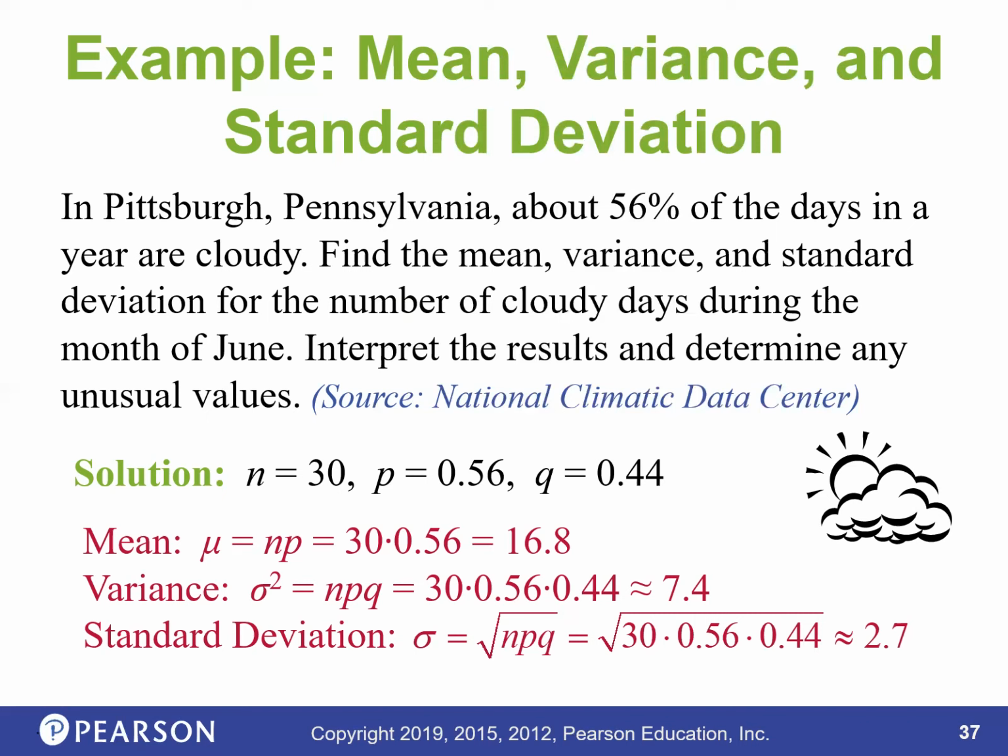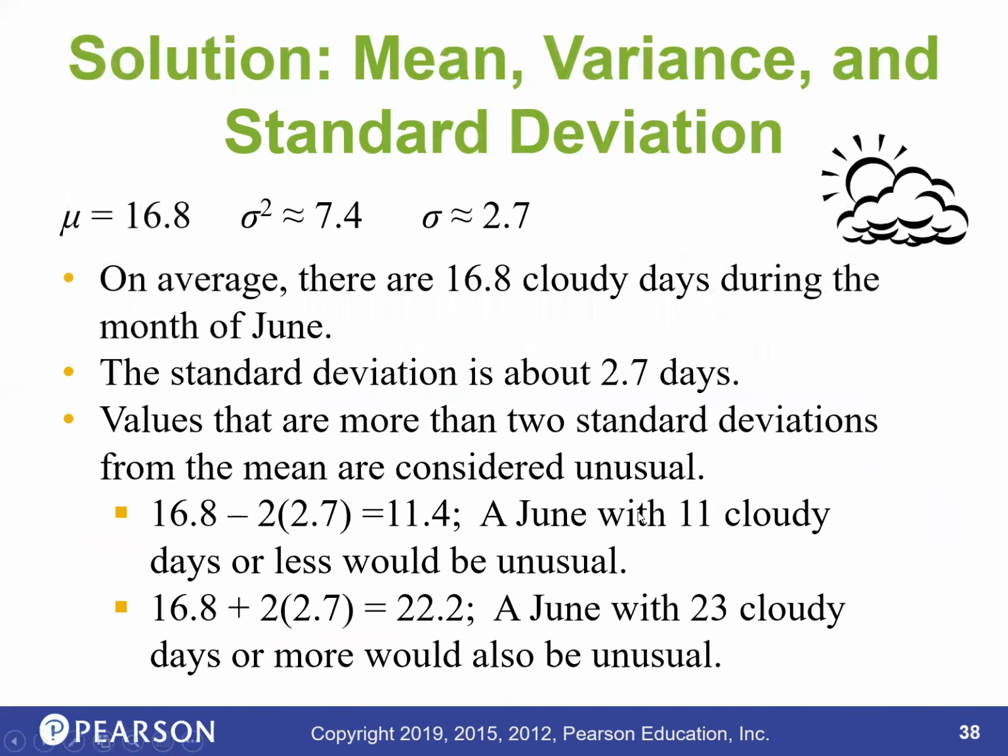Okay, let's talk about this now as we finish up with 5 minutes to go. So what does it mean to be unusual? Unusual means you are more than two standard deviations away. You got to go down from the middle and up from the middle. So the important numbers are 16.8 and this 2.7 over here. So all we do is this, we just take 16.8, subtract, and I'll just show it on the next slide here. Let me underline it or highlight it, right here. So just take 16.8, minus 2 of the 2.7s. And this will be your lower level.